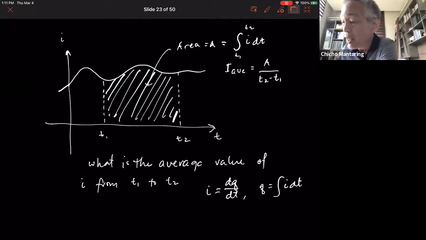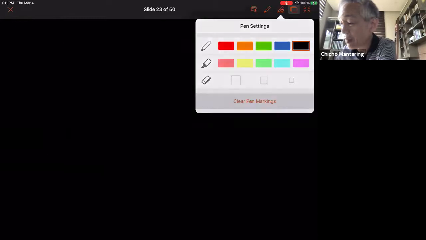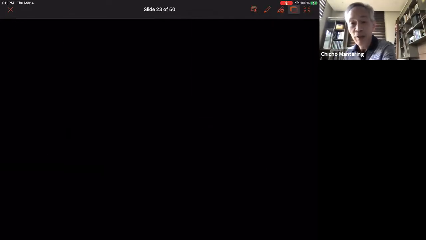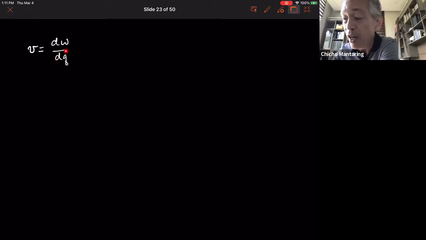With voltage, it's quite similar. How did we define voltage? We said V, small letter v, is dW by dQ. Voltage is a potential difference: the amount of work that has to be done to move a charge between 2 points. In this case, our charge is a differential charge, and this is a differential amount of work.